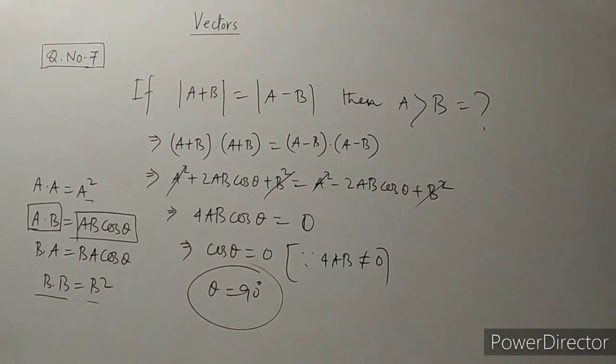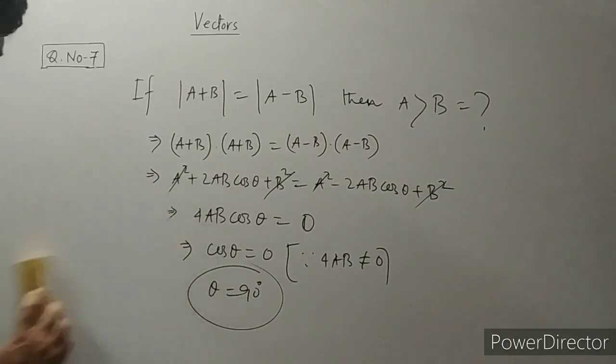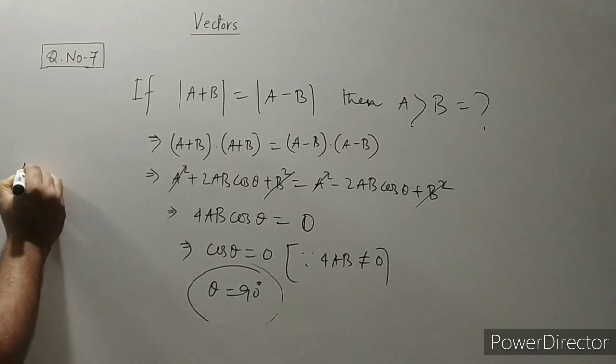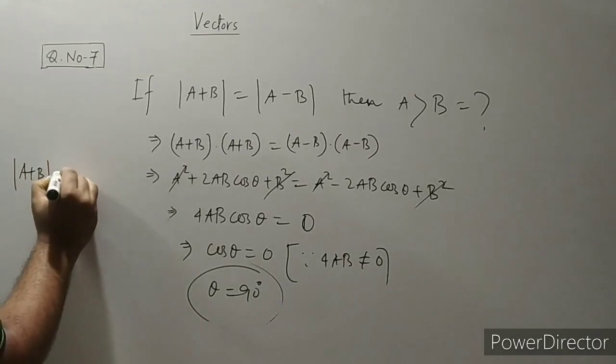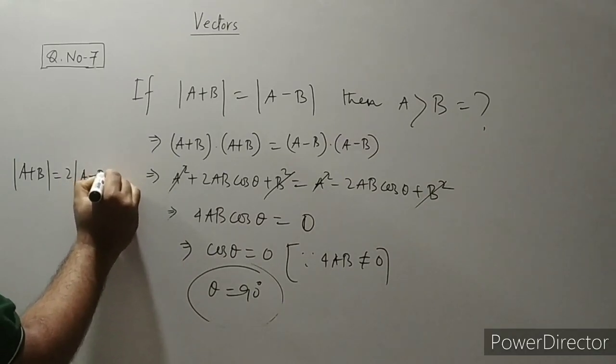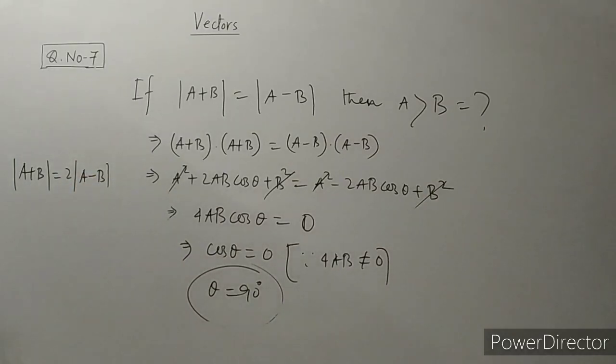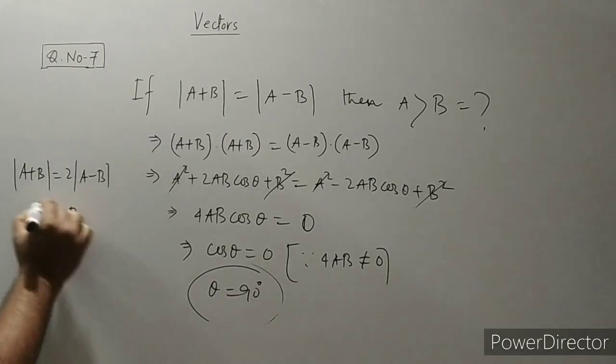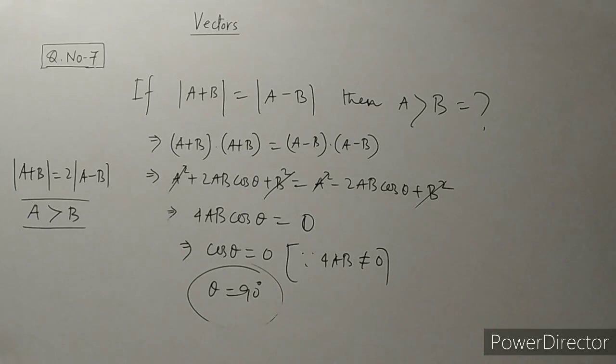So a similar question may be asked: if mod of a plus b is equal to 2 mod of a minus b, then what is the angle between a and b? What is the angle between a and b? So you can treat this as your home assignment. Quickly solve this and tell me the answer.